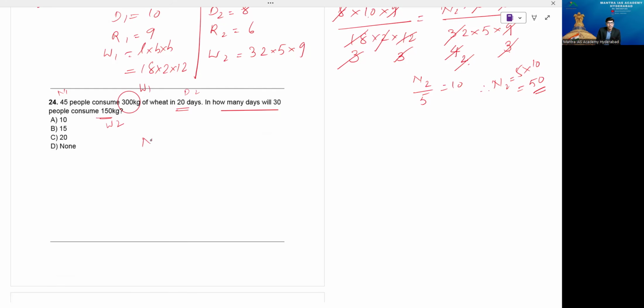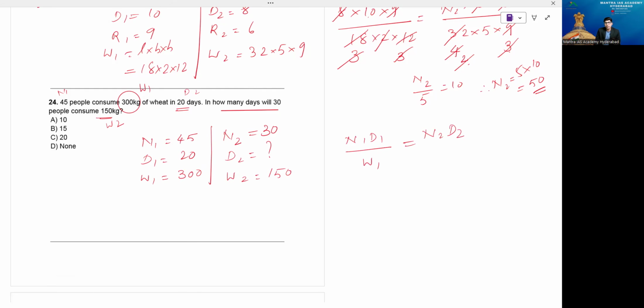N1 is 45, D1 is 20, W1 is 300 kg. The right side is how many days by 30 people, so N2 is 30, D2 is how many? W2 is 150 kg of wheat. So N1 D1 by W1 is equal to N2 D2 by W2. N1 is 45, D1 is 20 by 300 is equal to N2 30, D2 how many, by 150. 150 ones are and twos are. This is 2, 10 times cancelled. Of course, the 0 gets cancelled.